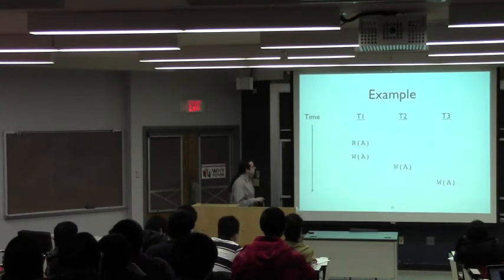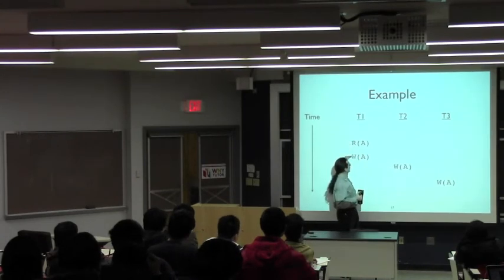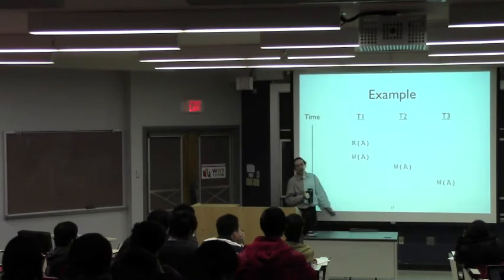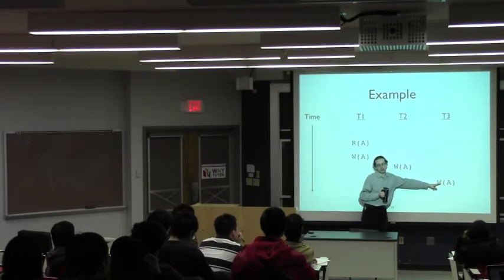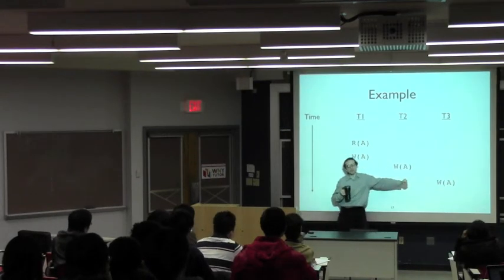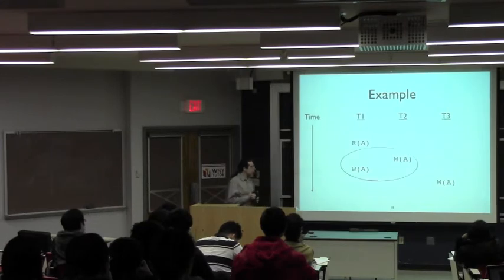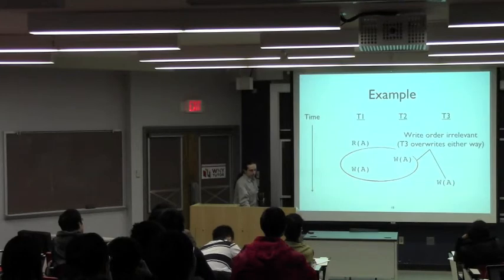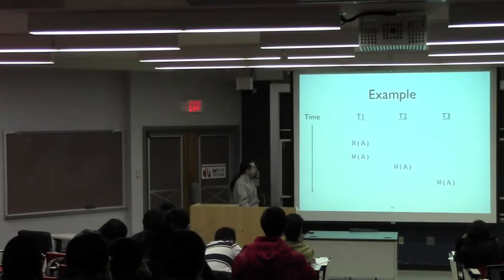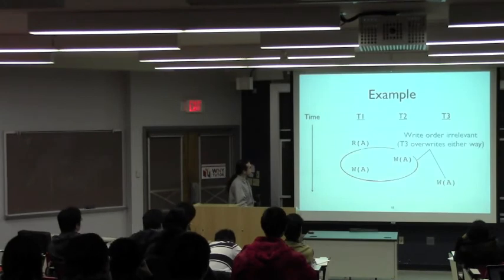Let me give you an example, since this works better by example. If I have three transactions here, transaction one does a read, then a write, transaction two does a write, and then transaction three does a write. Of these operations, the only one that has any impact on the final state of A is transaction three. The order of the first two really doesn't matter, because whichever way they go, transaction three is still going to overwrite that value. So you can swap those two around and still get the same result. In other words, the write order of those two operations is irrelevant. And so these two schedules are what's known as view serializable. That's basically just another definition of equivalence.